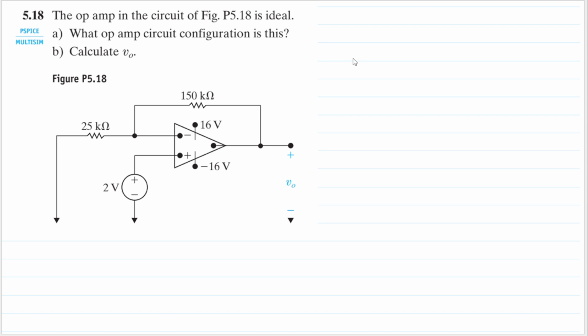So the question is, the op-amp in the circuit of figure P5.18 is ideal. What op-amp circuit configuration is this? Okay, we have a voltage source connected to the positive terminal of the op-amp and then a resistor configured like this. So this is clearly a non-inverting amplifier. So for problem A, that is a non-inverting amplifier. Okay, let's write that.